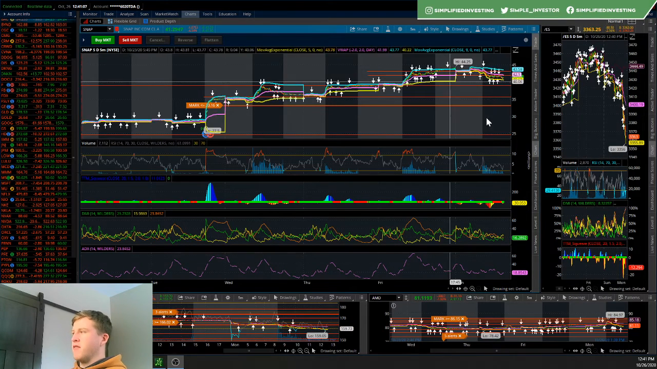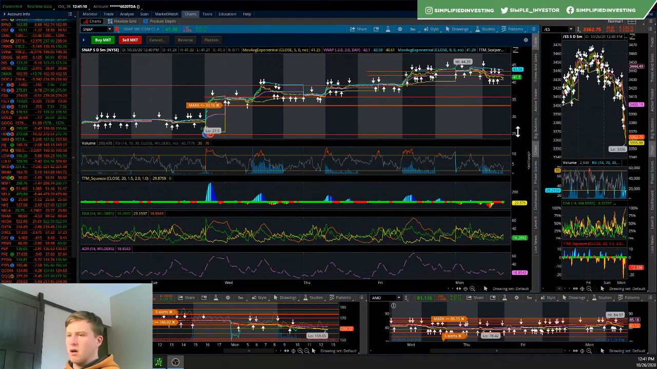Again, quick update on the market. Clearly a sell-off here. Don't panic when you do see these sell-offs. They are going to be natural. They do happen. It is a part of trading.